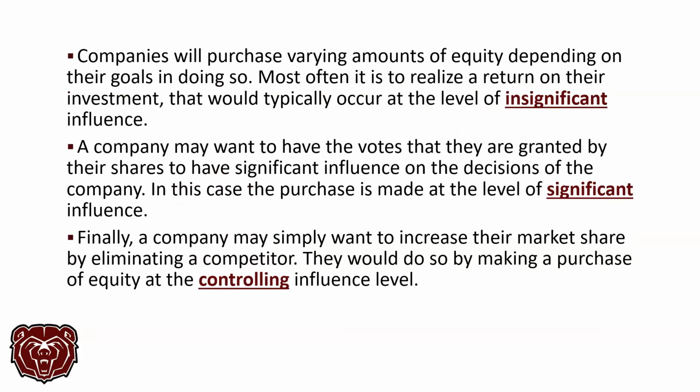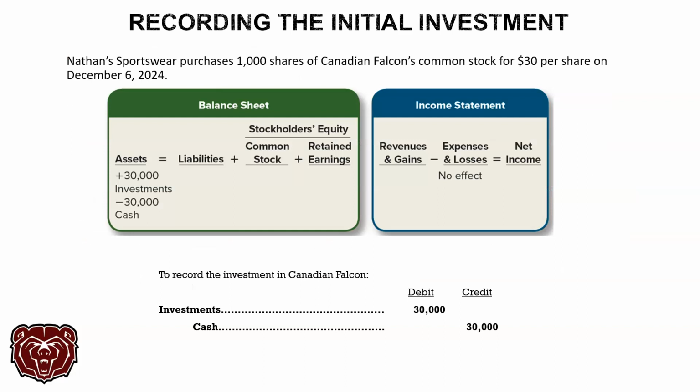This is just kind of what we talked about here, again, just in some more words on a slide, detailing the differences. The reason we're only going to talk about insignificant influence is because each one of these levels gets accounted for differently in your financial statements. We're going to talk about just insignificant influence because we simply use fair value to account for it. So let's talk about recording the initial investment.